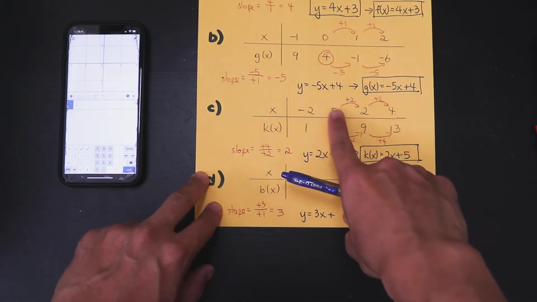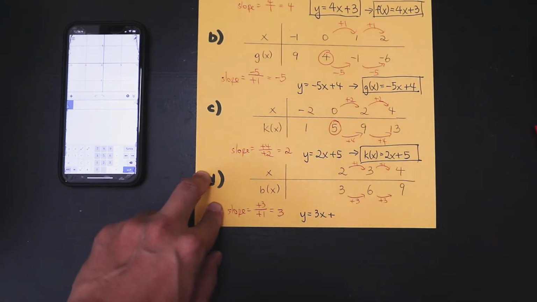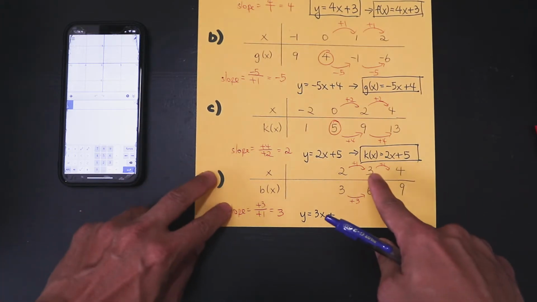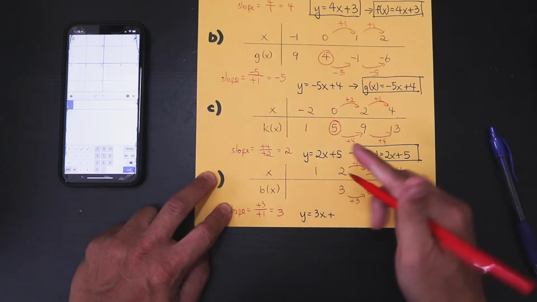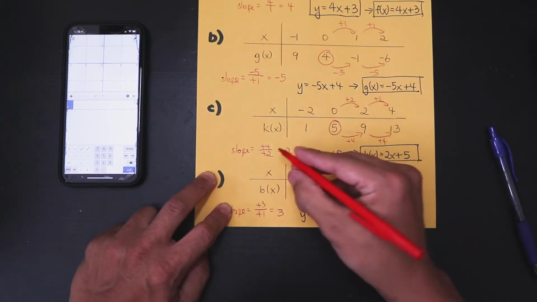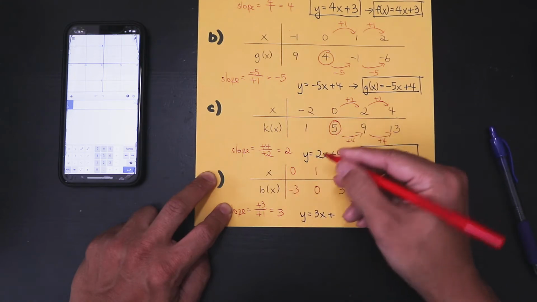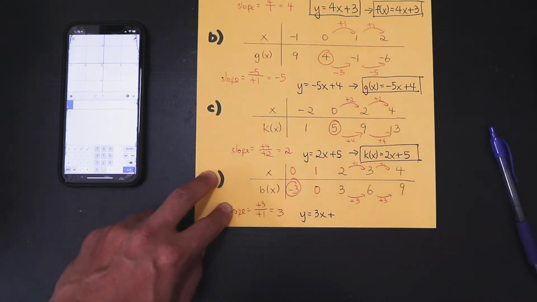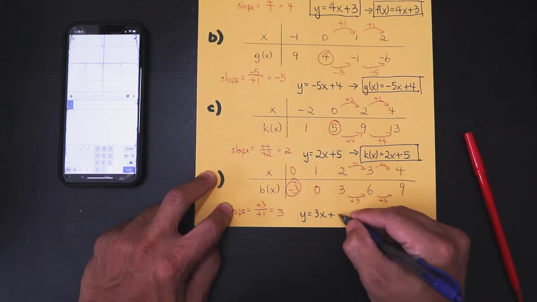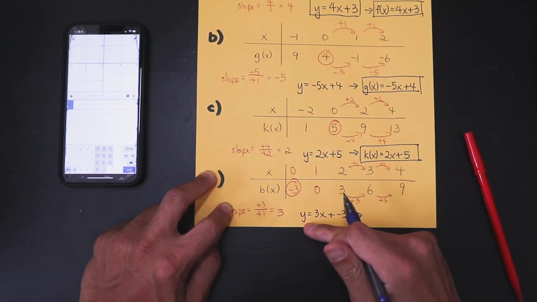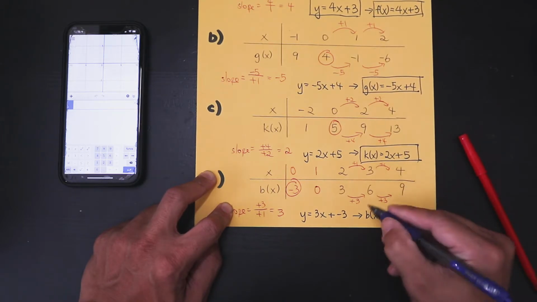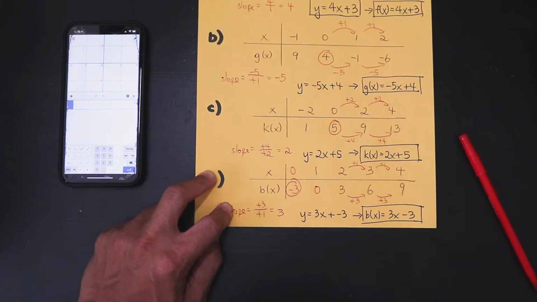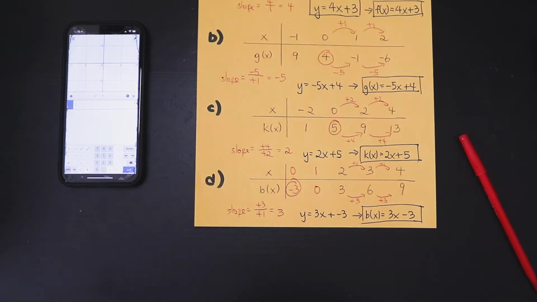I don't see 0 for x. I only see 2. So you know what? It is your job to actually continue the table. So I know that when x is 1, I'm going to subtract 3 on the other side. It becomes 0. When x is 0, I keep subtracting 3 and I get negative 3. So this number will be your y-intercept. So it's going to be 3x plus negative 3. And then at the end, you're going to rename the y with b of x is equal to 3x minus 3. And this is how you find equations in slope-intercept form when you're given a table of values.